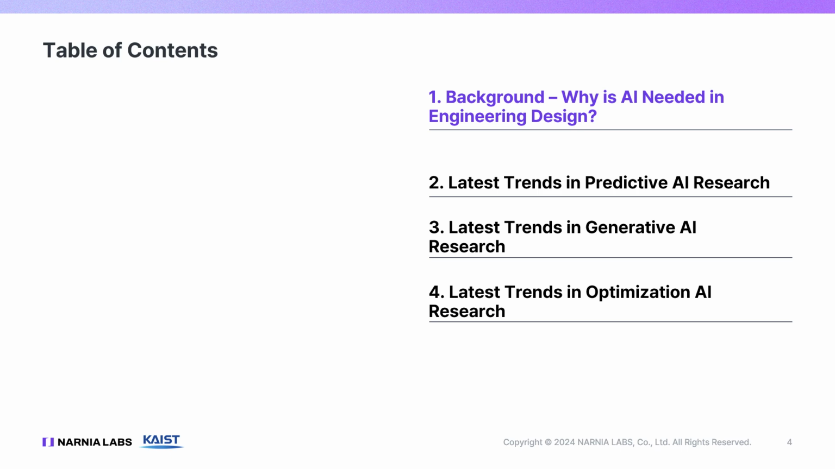There are 4 main points I would like to talk about today. First, why is AI necessary in engineering design? After that, we will look at 3 representative types of research today: predictive AI, generative AI, and optimization AI.